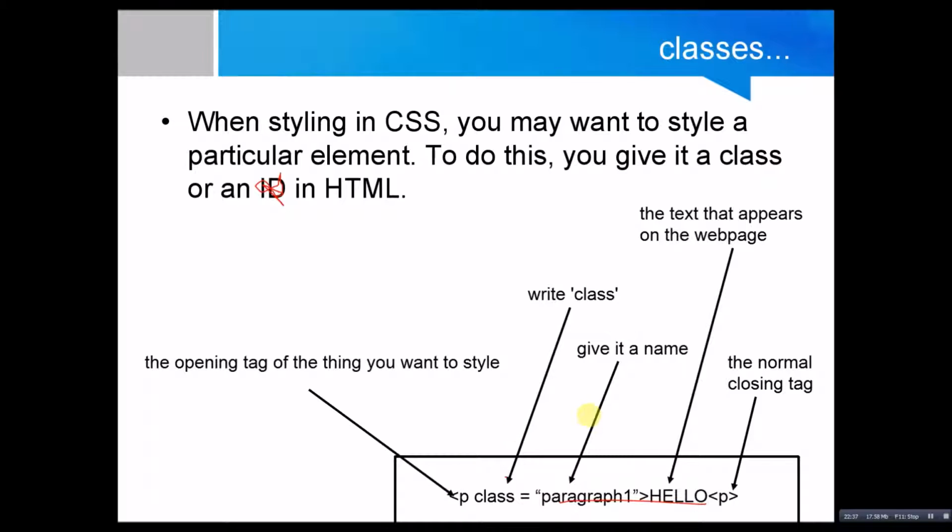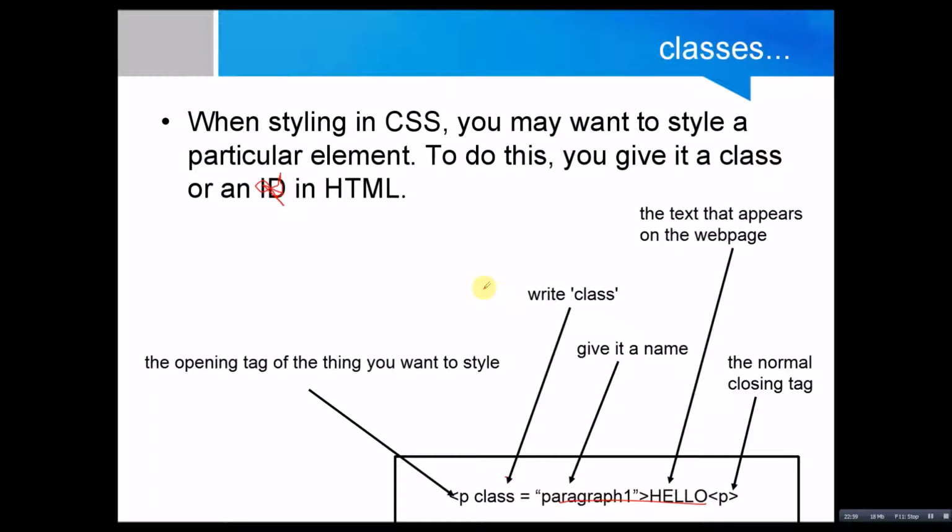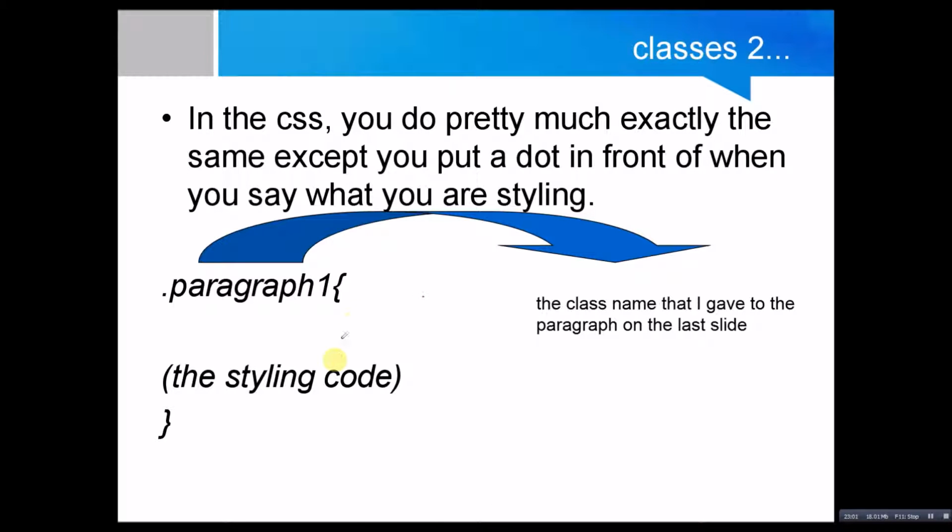You give it a name. This here is just the normal text that will appear on the web page, and that's the normal closing tag. In CSS you do pretty much exactly the same, except instead of just writing P, you write dot and then the name you've given it. So that's the class name again to the paragraph on the previous slide. You write dot paragraph 1, the styling code, curly bracket, closing.